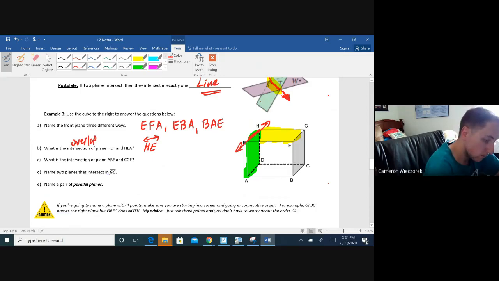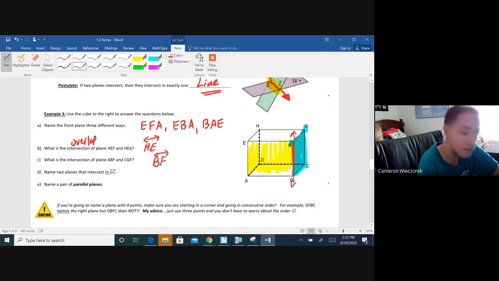Let's do another one. Where is the intersection of plane ABF? So that's the one in the front. And CGF. CGF is the one on the right. Okay. So here's my front plane. That's ABF. And CGF. CGF would be this plane. You can even see it kind of changed colors there. They're overlapping in that front right corner. Okay, that line right there is shared between both planes. So this intersection would be line BF, or you could call it FB.